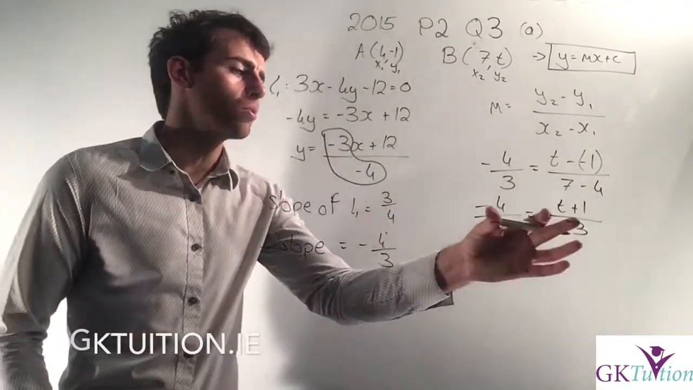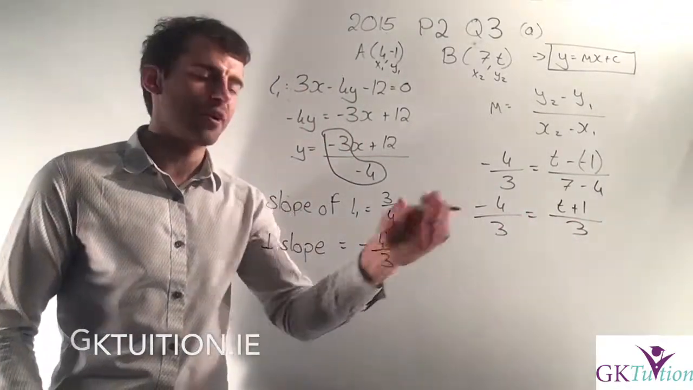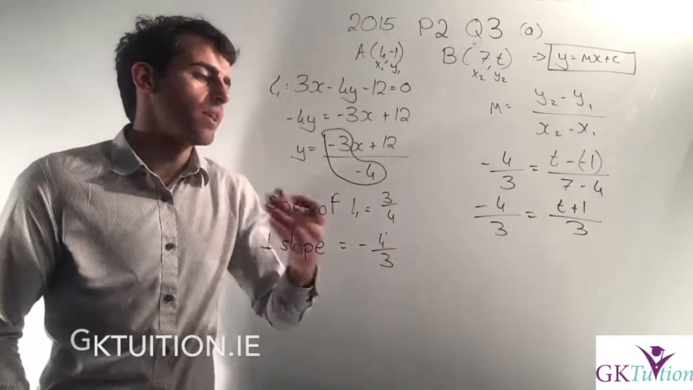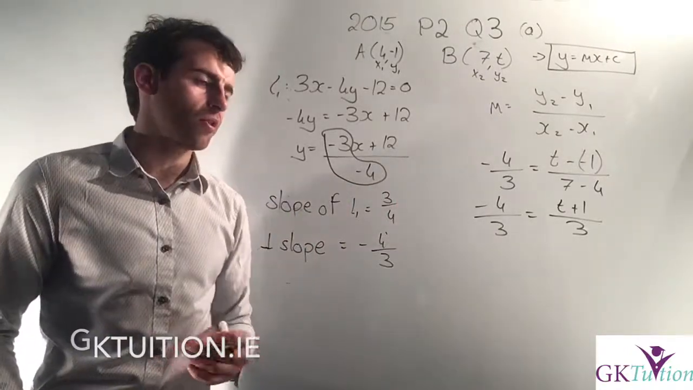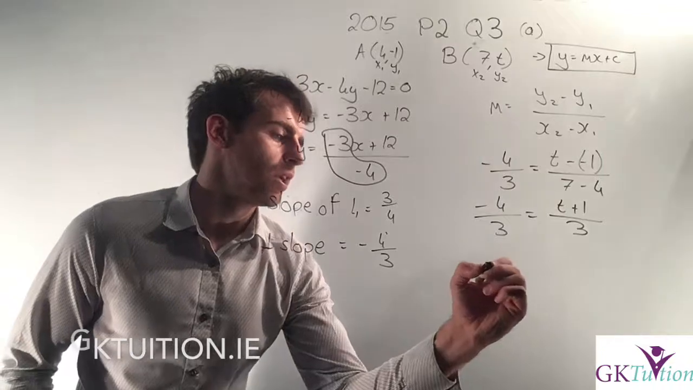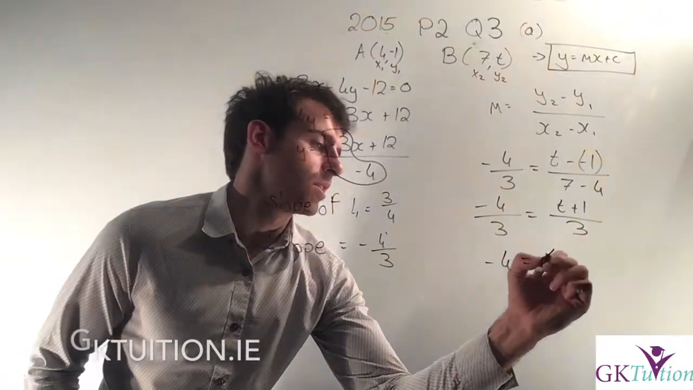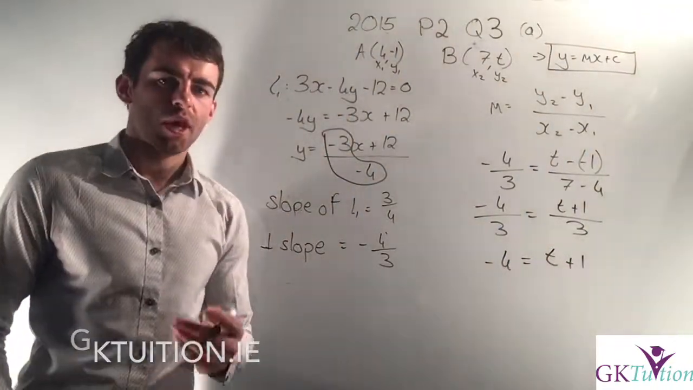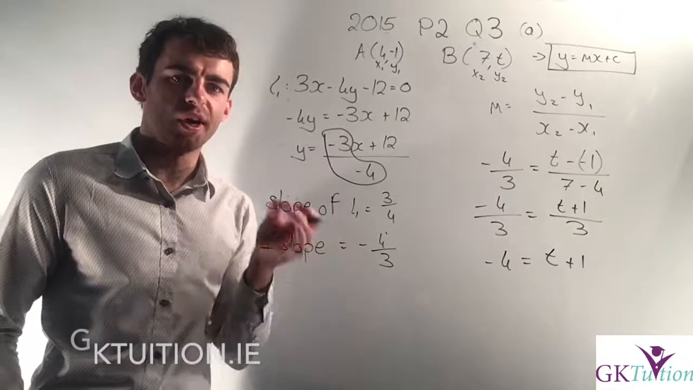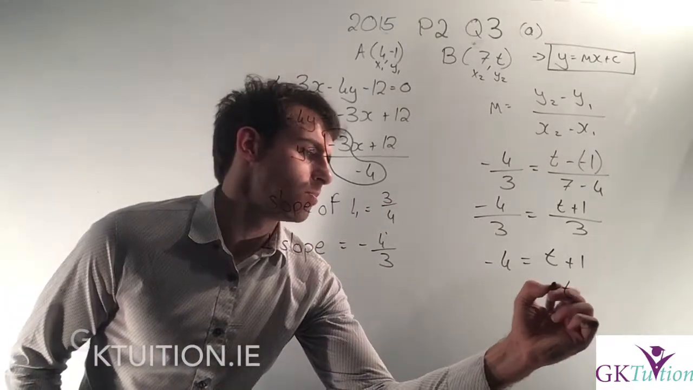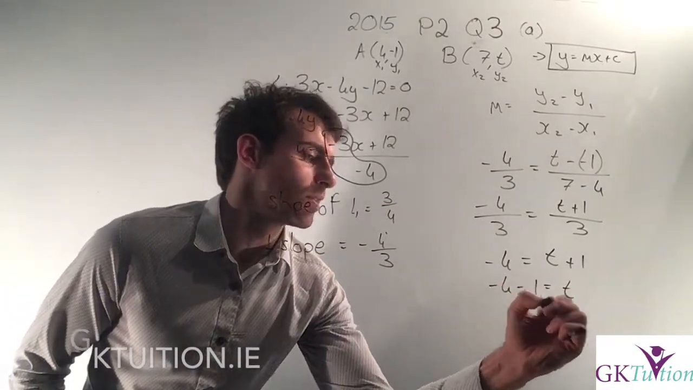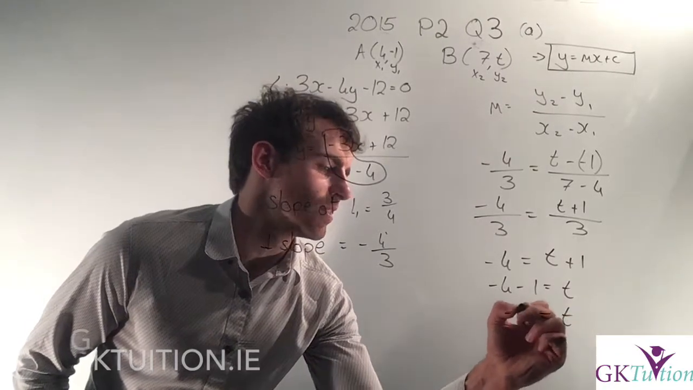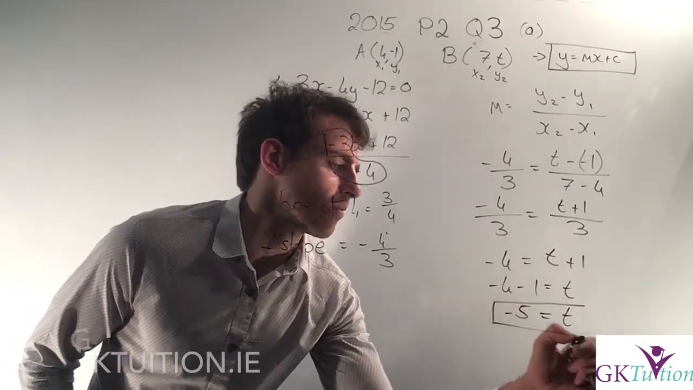Now, since they're both over 3, this fraction simplifies very easily. If you want to think about it, I can multiply everything by 3. But if they're both over 3, that just means that -4 is equal to t + 1. If I subtract 1 from both sides, I'll get t on its own. So t is equal to -4 - 1. My final answer in this case is that t is equal to -5.